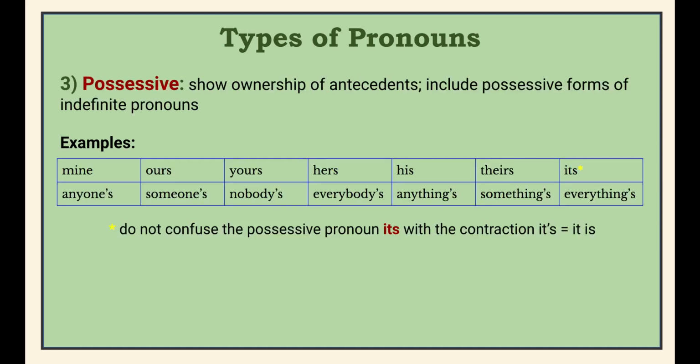Our third type of pronouns are possessive. These pronouns show ownership of antecedents, and they include the possessive forms of indefinite pronouns. Please note, do not confuse the possessive pronoun its with the contraction it's, which is it is.